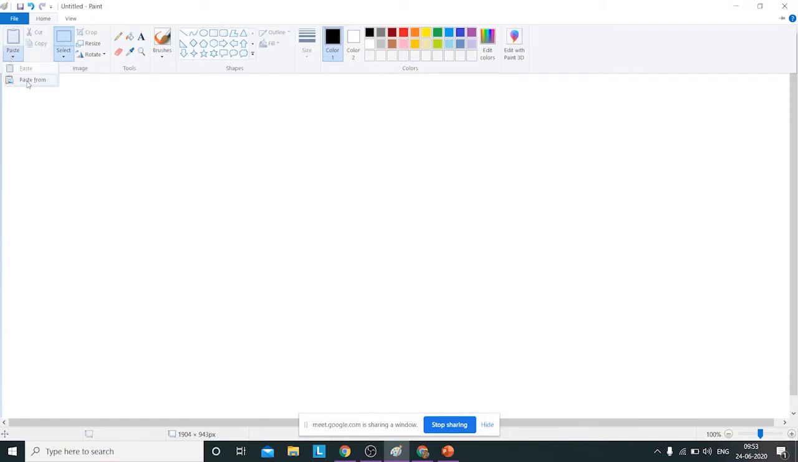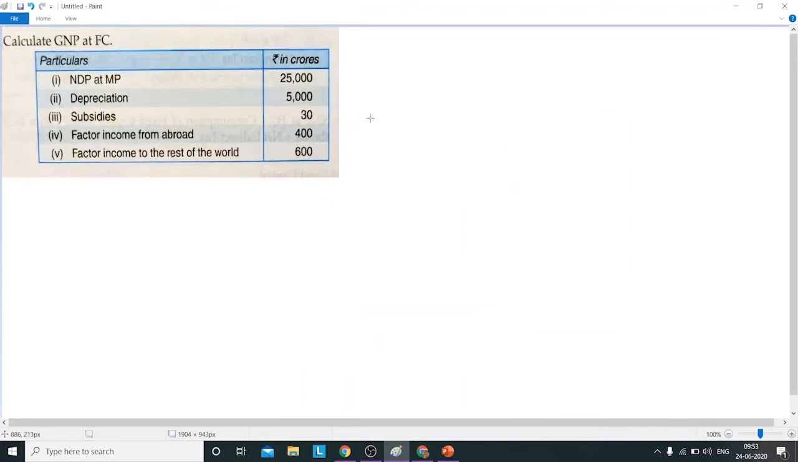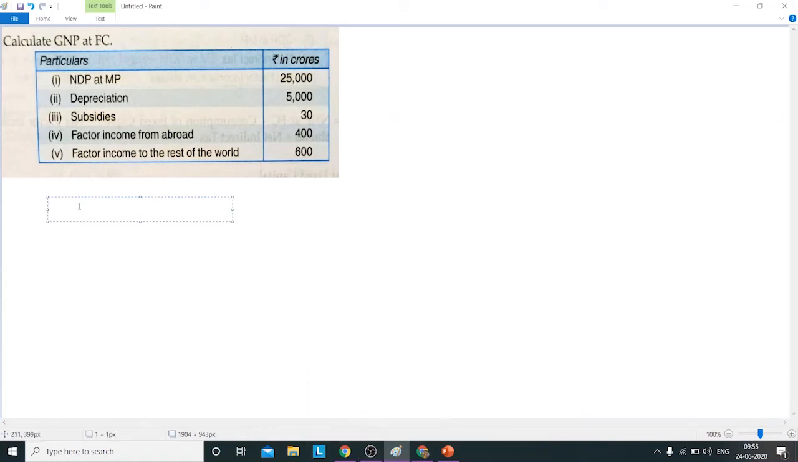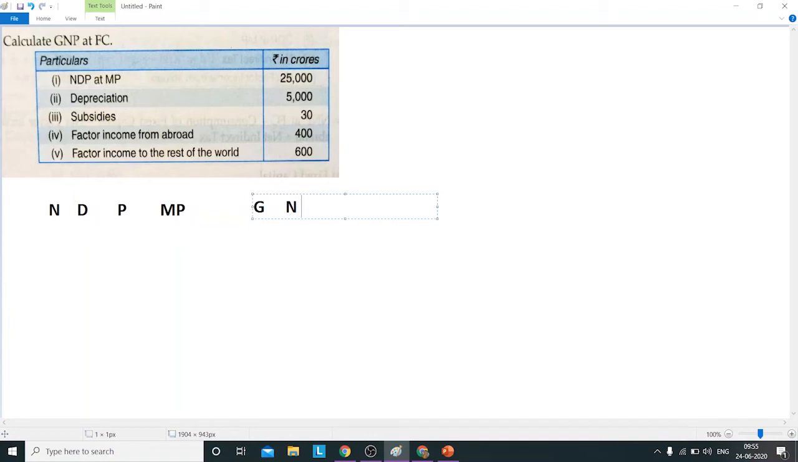Actually, I have the board. We'll move on to the third question. Yes, is the question visible? Copy the question. Yes, so what do I have to write on the left hand side? NDP at MP. Then right hand side, here what do I have to write? GNP FC. Yes, very good.